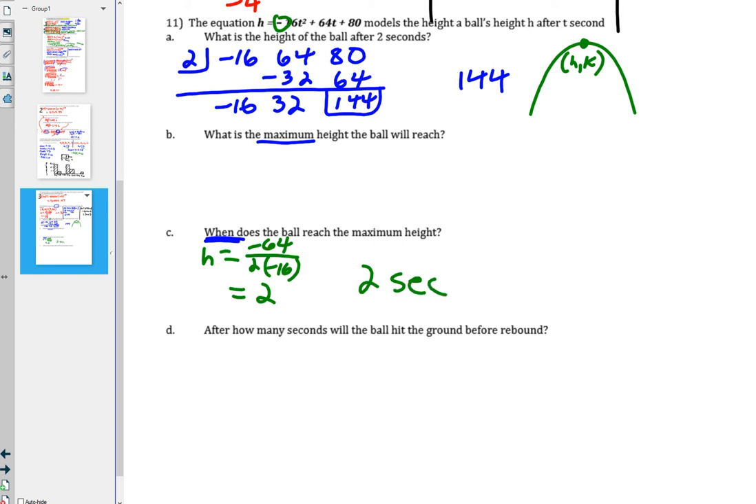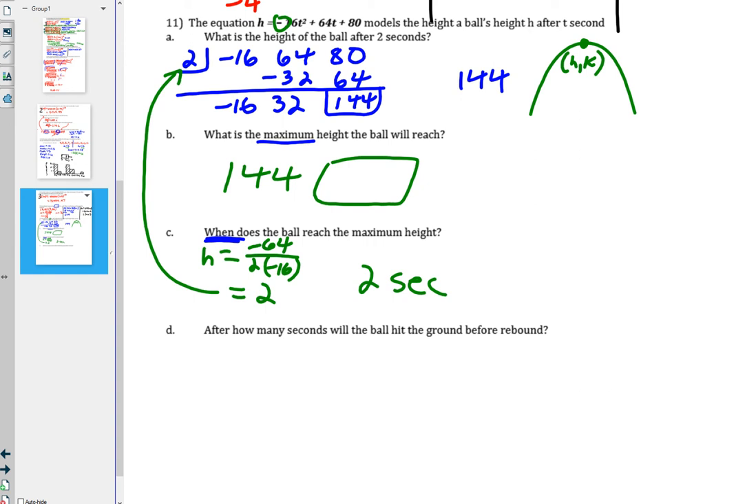And I already happen to know from doing the work up here how high it is going to be after 2 seconds. It'll be 144, feet, meters, whatever unit they're measuring in. Just don't forget that you typically have to write some type of unit, but I just don't see the unit there.